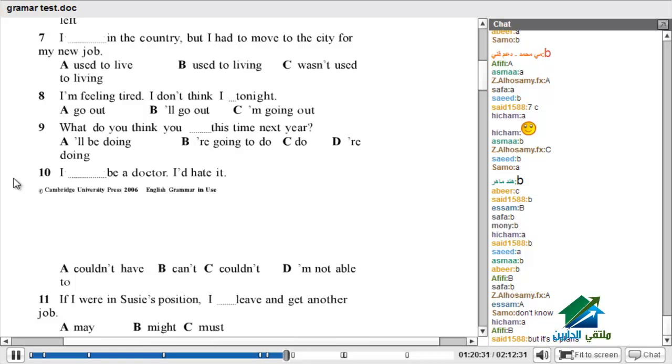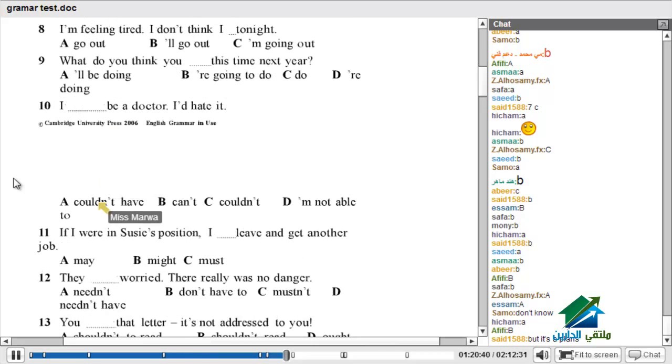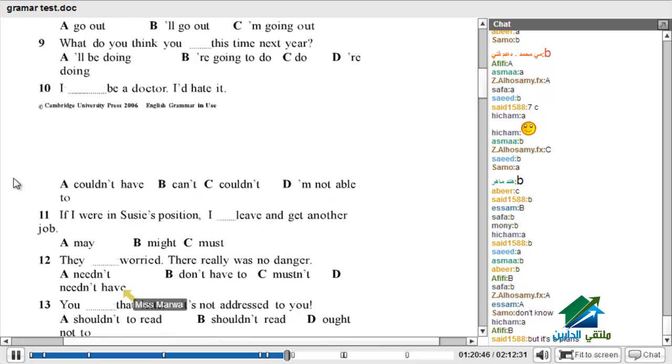Yes. Number 10. I have be a doctor, I'd hate it. Could have, couldn't have, can't, couldn't, not able to. What do you think?